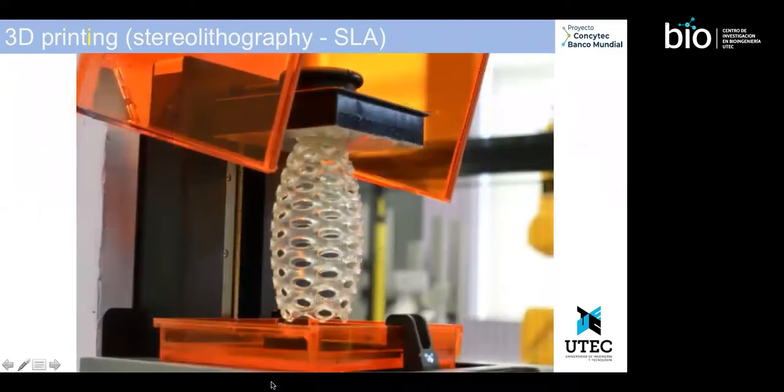Just to give an example of how this looks, you can see the stage here, and this structure gets pulled out of this reservoir with the resin at the bottom, and that's how you get your structure. Ours doesn't really look like this, but it's just an example.